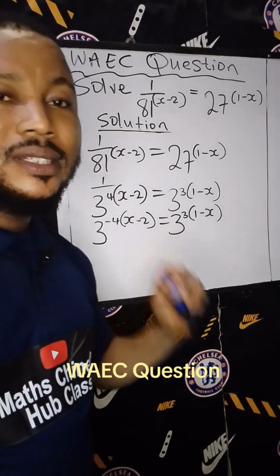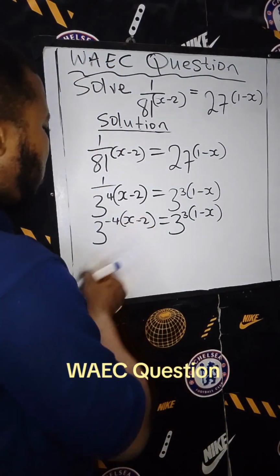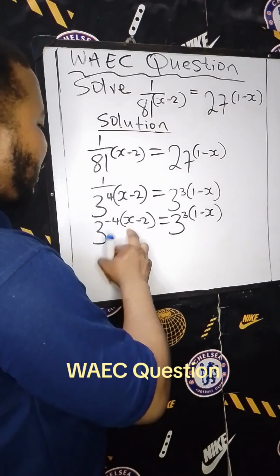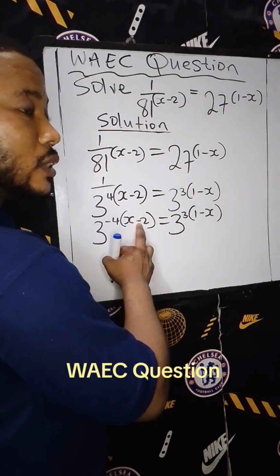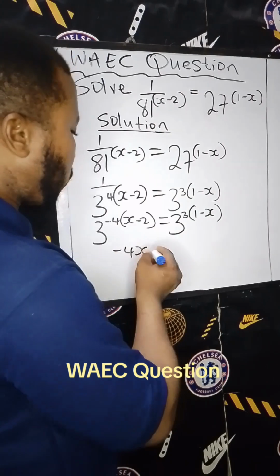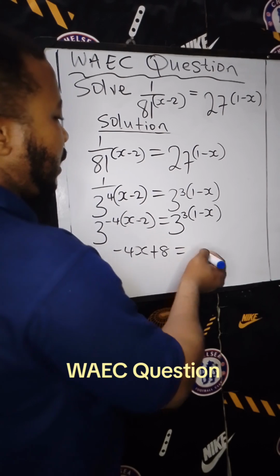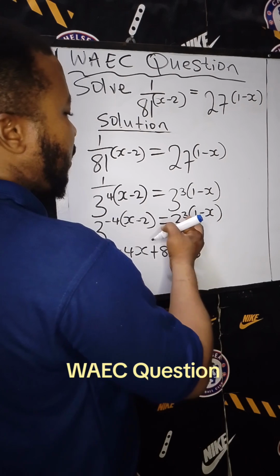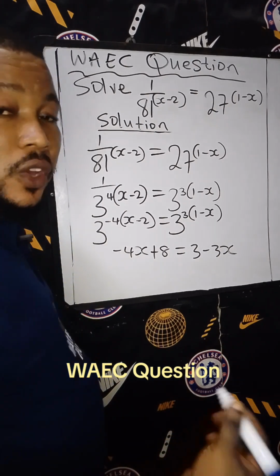We equate their powers. Since they have the same number, we just equate their powers, which is now going to give us what? Let's open the bracket. Minus 4 times x is giving us minus 4x. Minus times minus 2, of course minus times minus is giving us plus. And 4 times 2 is giving us 8. The same thing here. 3 times 1, we are going to have 3. And 3 times minus x is minus 3x. We collect like terms.